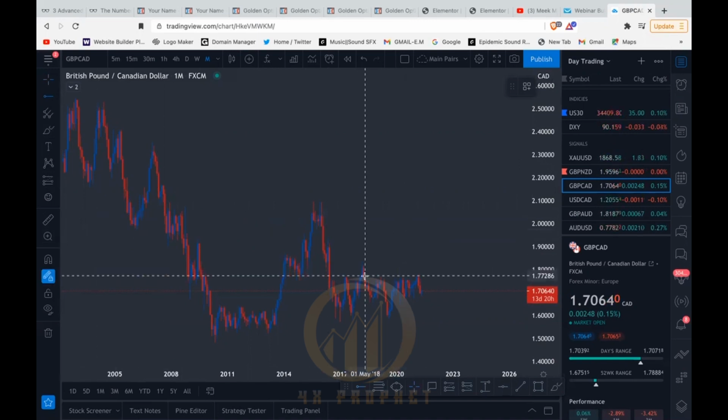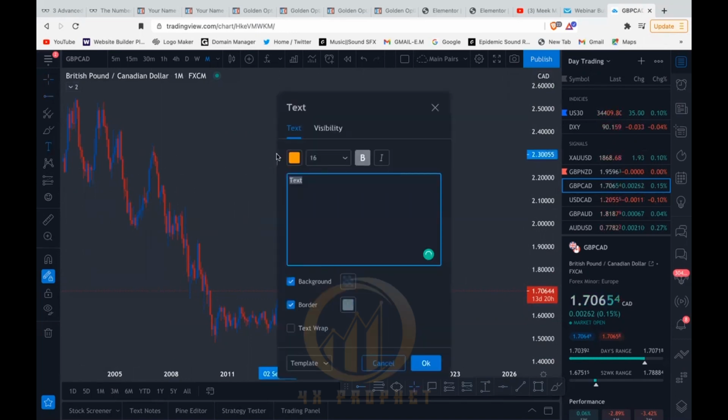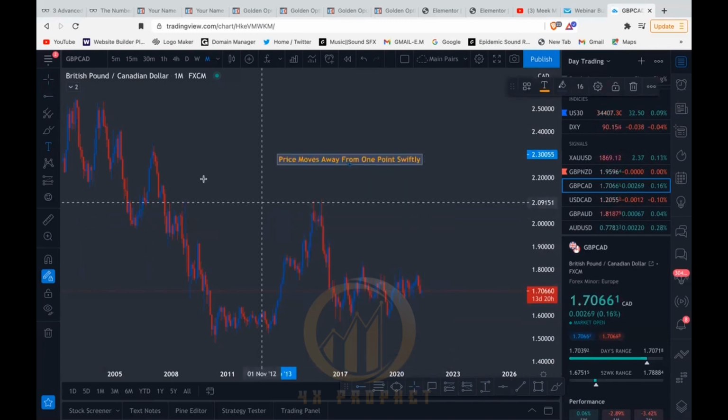So on the monthly, what you want to do is look for a recent point where price shifted. Oh, I didn't even get into what an order block was, my bad. So what an order block is, right? This is when price moves away from one point swiftly. That's all it really is, right? When it moves away from one point swiftly. And you can identify this by looking at price.